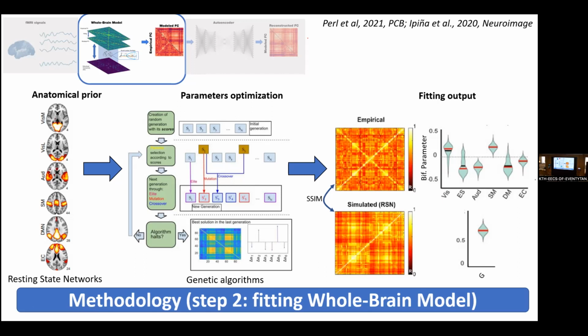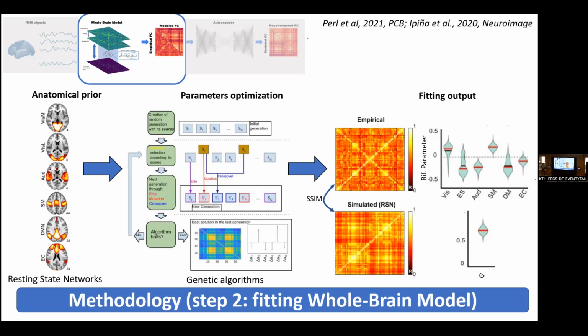So it's like we are putting together regions into these 6 resting state networks, and then we perform a parameter optimization through a genetic algorithm with the goal to improve the level of fitting between the empirical functional connectivity and the simulated functional connectivity. The simulated functional connectivity is the one that we get from the pairwise correlation of the simulated time series. At the end, we compare these two matrices through a metric that we call SSIM, the structural similarity index, which is like an image comparison that takes into account both the structure and also the background level.